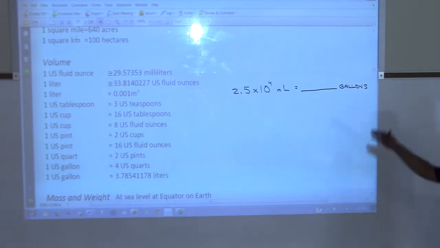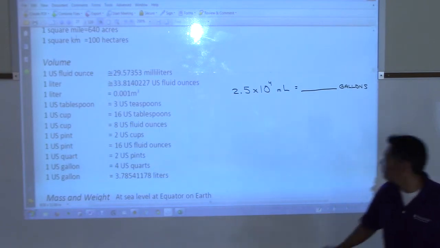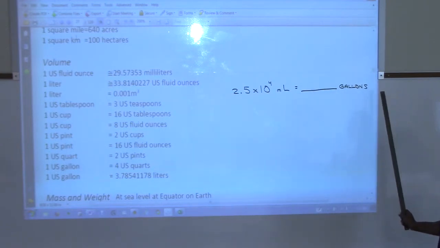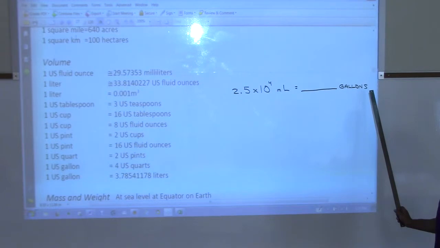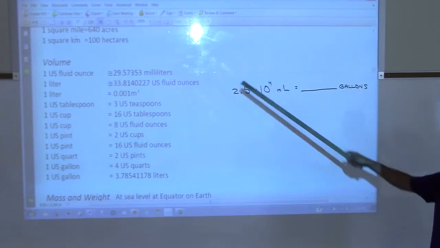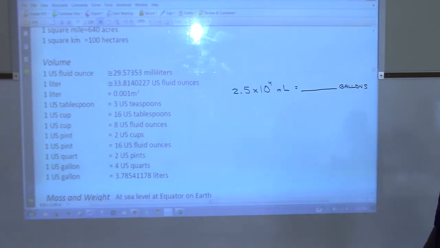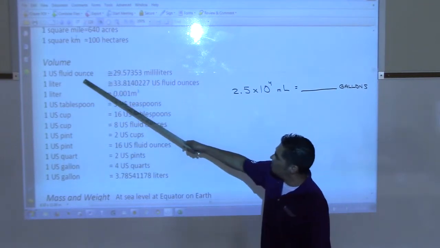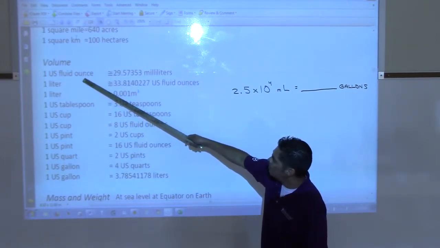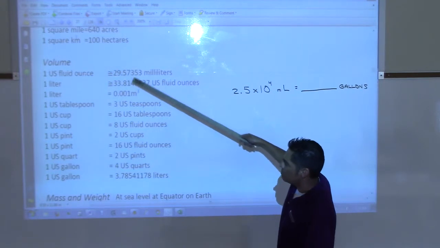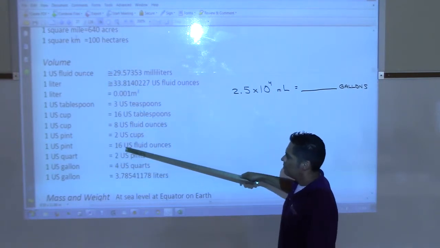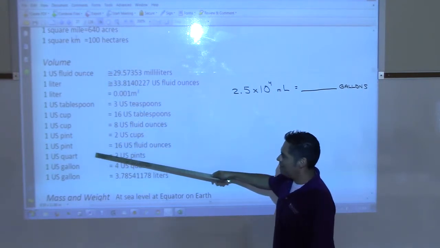Do you see anything on this chart, Marcus, that would help you get from milliliters to gallons in some way? In some way, but not directly. Not directly, right? So what's the path that you see that looks the easiest to you? Have you looked through all of them yet? Milliliters to fluid ounce, then from fluid ounce to pint, where's that one? Oh, right here, and then to quart, and then to gallon.